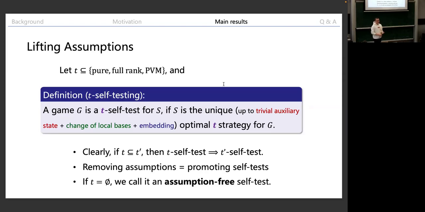Clearly, with this kind of definition of self-testing with assumptions, the inclusion of the subsets T gives us a hierarchy of the self-testing statement. Because, for example, if T is a subset of T prime, it means T makes fewer assumptions than T prime. Then, of course, T self-test would be stronger than T prime self-test. And in this sense, removing assumptions really means that we're promoting self-test into a stronger form. It's just a matter of notation. If T equals the null set, which means we do not make any assumptions about self-testing, which is what we want, we will call it assumption-free self-test. So this is the strongest form of self-test in this language.